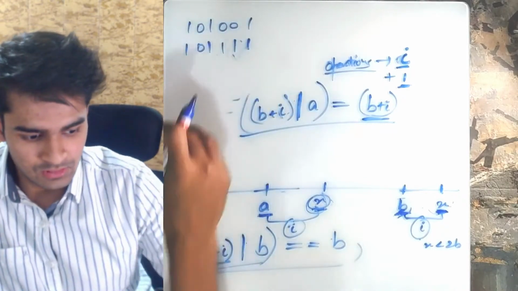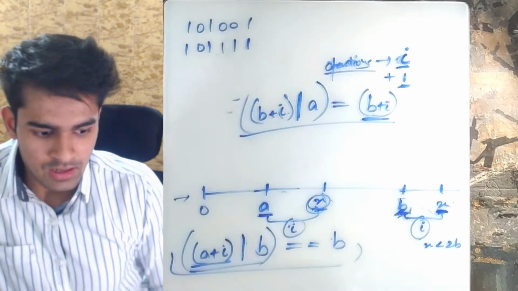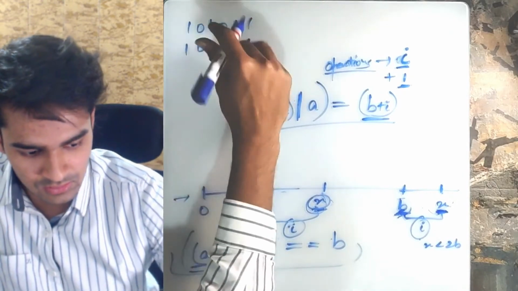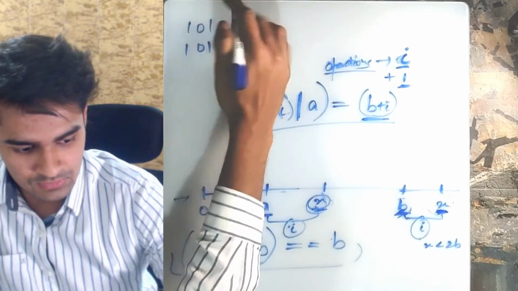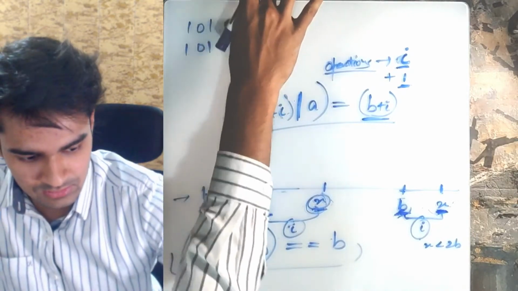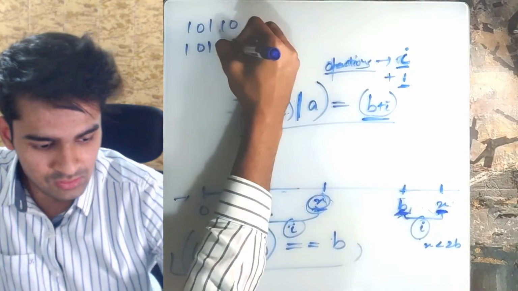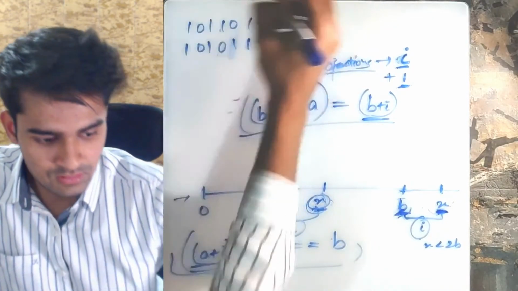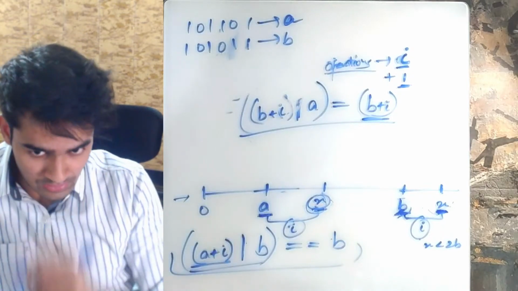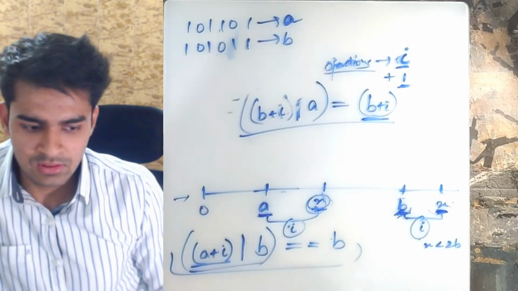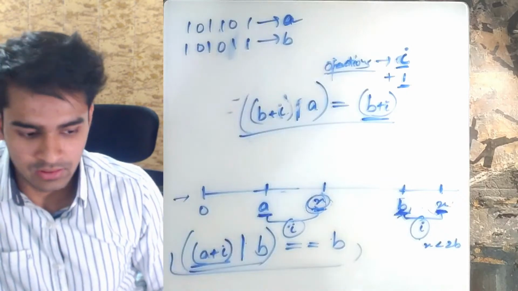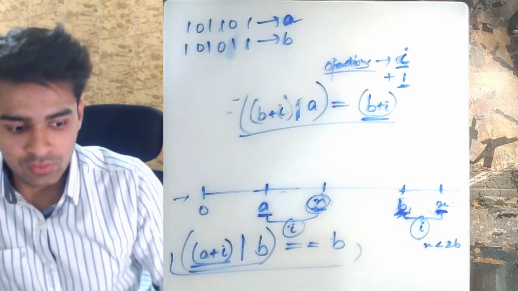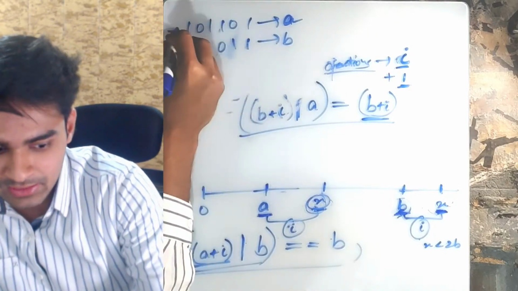Let's have it this way. This is 0 only, this is 1. Second, this is 1, this is 0, this is 0, this is 1. Now this is A and this is B. In order to make A equal to B, what you are trying to do is add some value here and some value here.